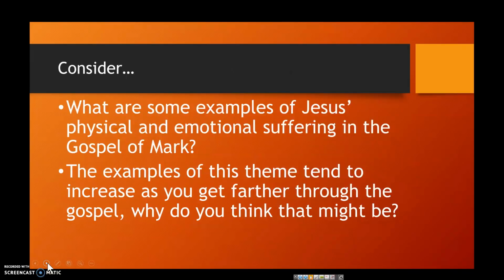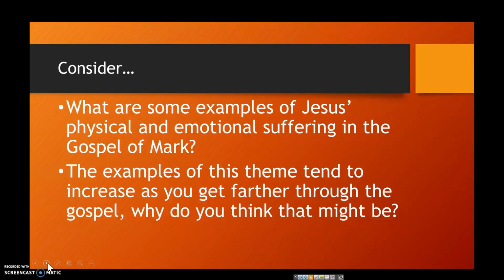So consider for just a moment here. And you'll notice with these two questions, there's a little bit of space on your incomplete notes. So I'd like you to just jot down some off the top of your head thoughts here. No need to go into great detail here as we'll come back to these questions in class, but just take a moment here. You can even pause the video if you like, to consider what are some examples of Jesus's physical and emotional suffering in the Gospel of Mark.